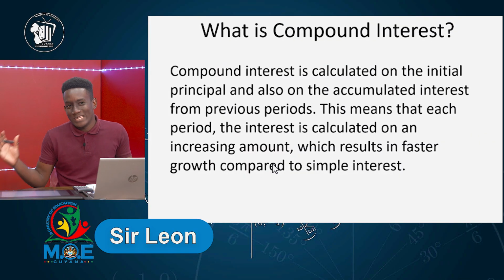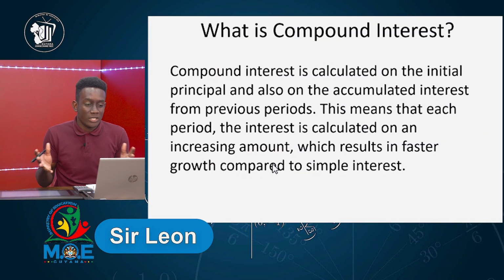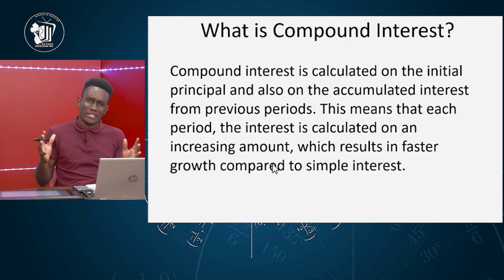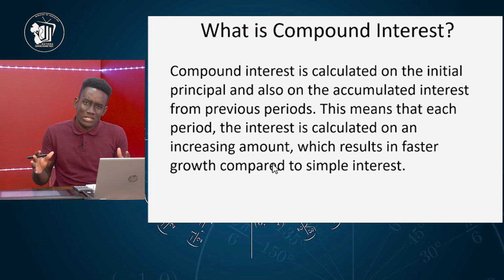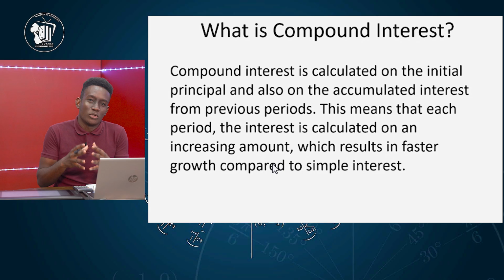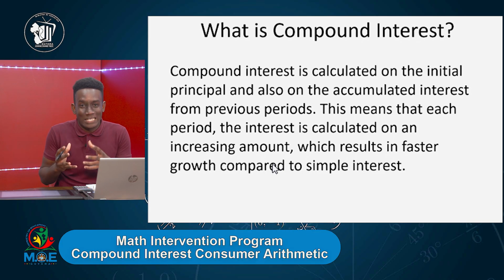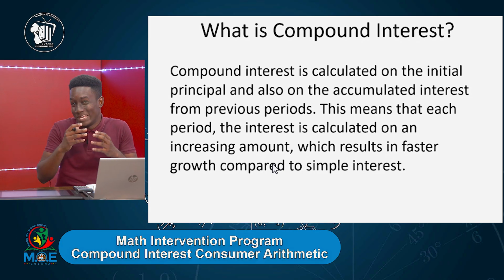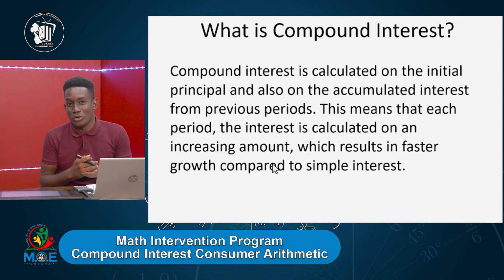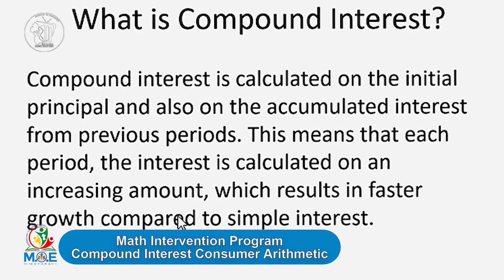So first of all, what is compound interest? Interest in general is the extra money that goes on to something. Compound interest is a special way of calculating this extra money that will go back, or the extra money that you have to repay if you borrow money from someone or somewhere. It is calculated on the initial principal, which is the money that you borrow, and also on the accumulated interest from the previous period.